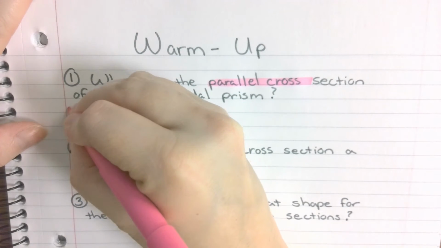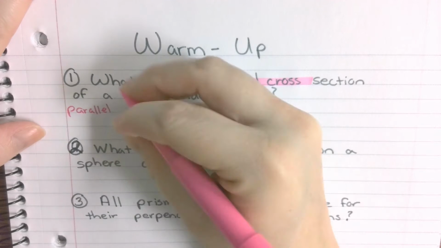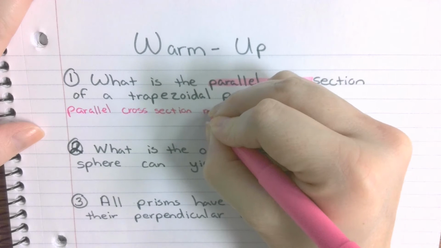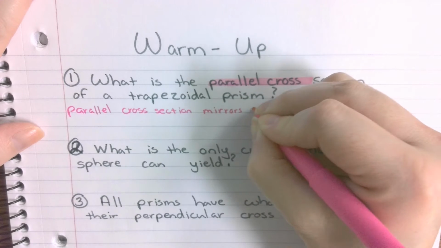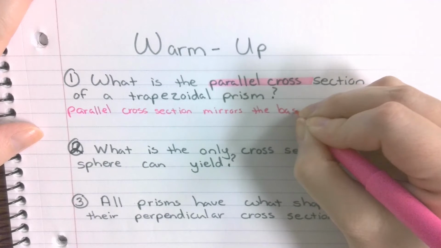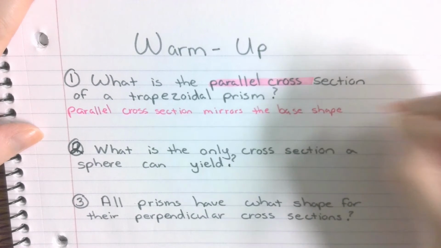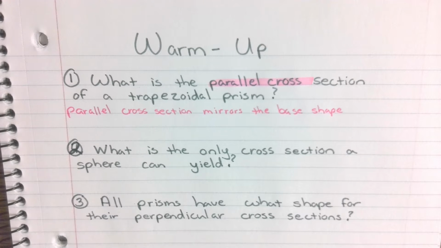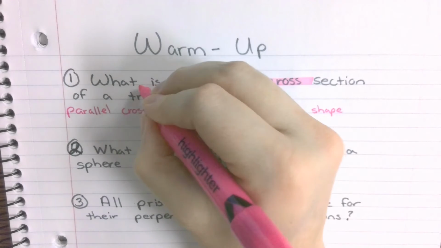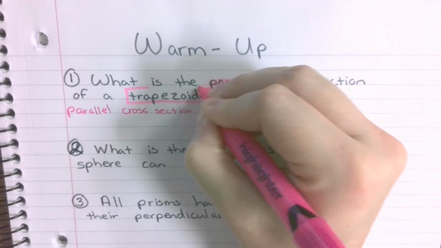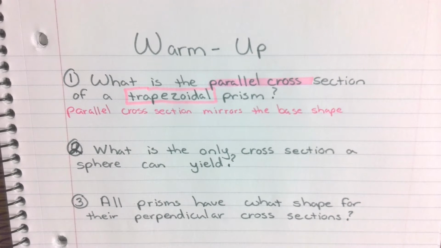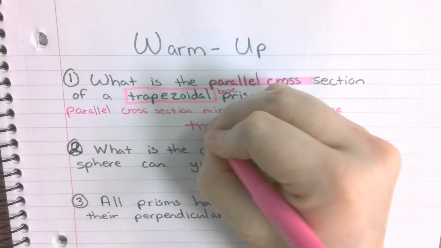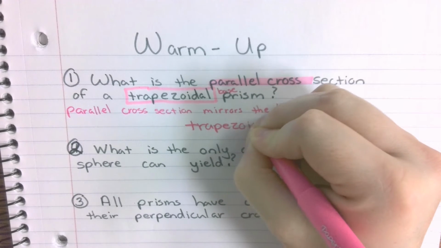So if we want to write that down, a parallel cross-section mirrors the base shape. And in this case, our base shape is based off of what the name is. The name is a trapezoidal prism. So trapezoidal prism means that the base is going to be a trapezoid. Right? That's our base right here. So a trapezoid is what we're going to see.